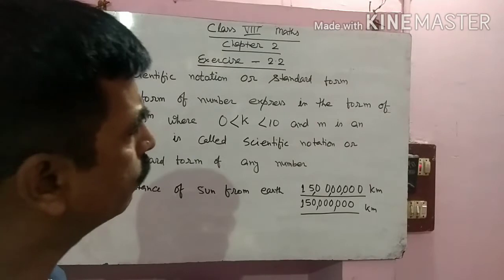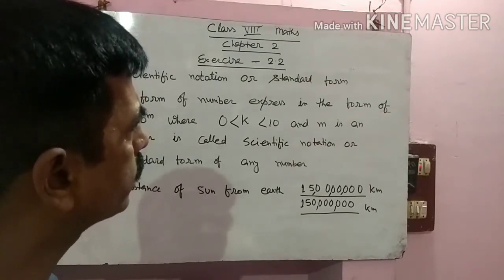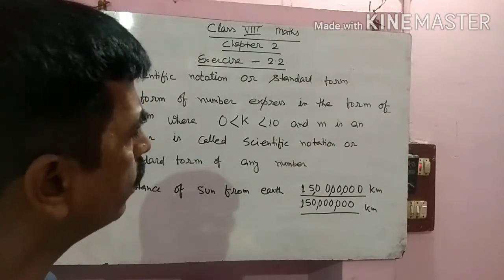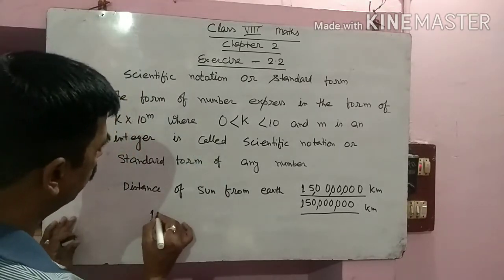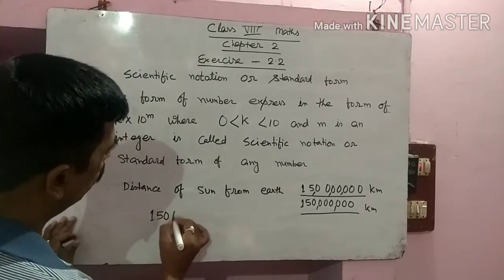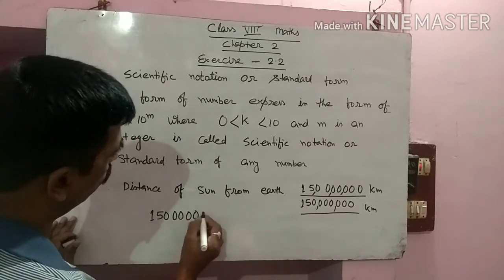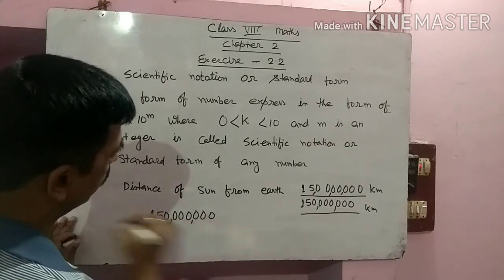So in that case, if you want to write that number in the form of standard form or the scientific notation, we have to just write that number. Suppose 1, 5, 0, and then the zeros. So it will be like this.